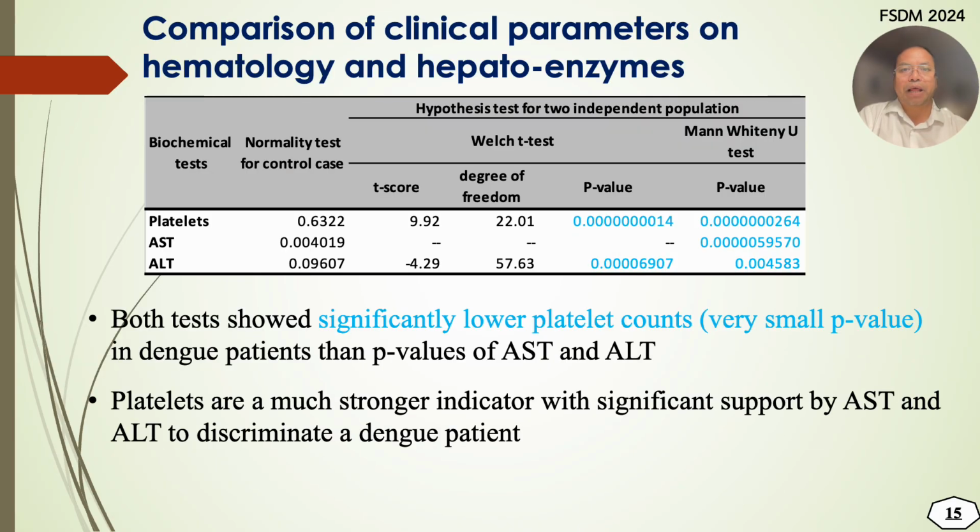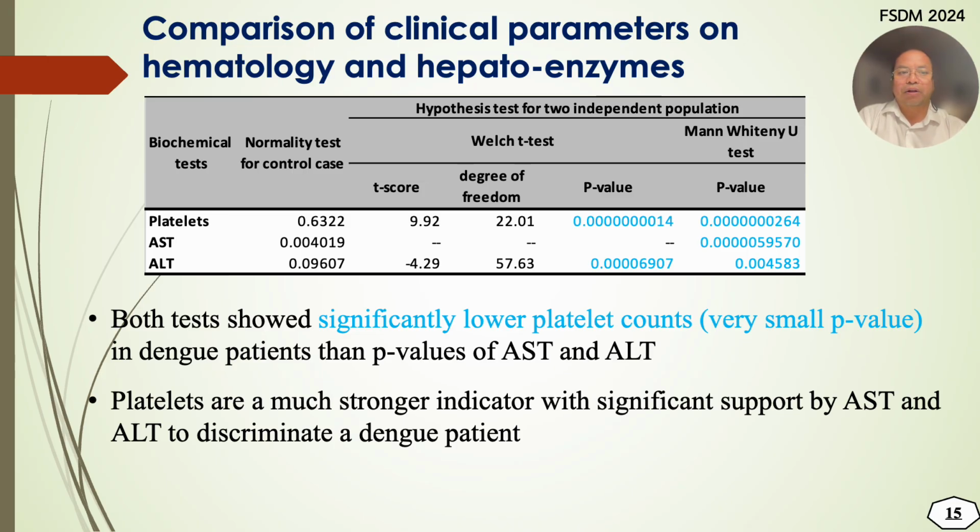Comparison of the clinical parameters on hematology and the hepatoenzymes. The following table shows the hypothesis test for the two independent populations. Here we have the parametric Welch's t-test and the non-parametric Mann-Whitney test. We have done the test for platelets, AST and ALT in this table, and the p-values are given.